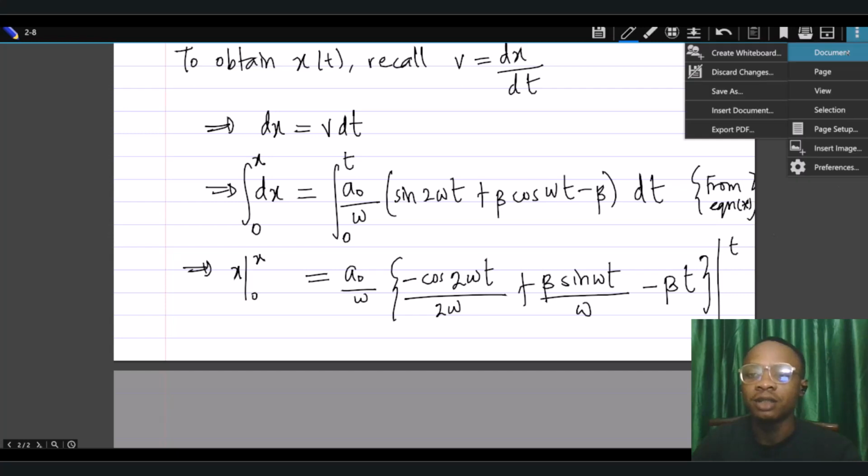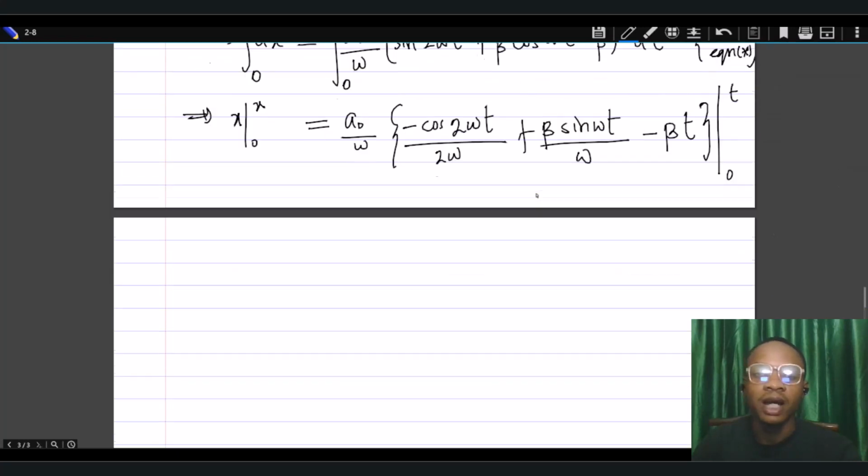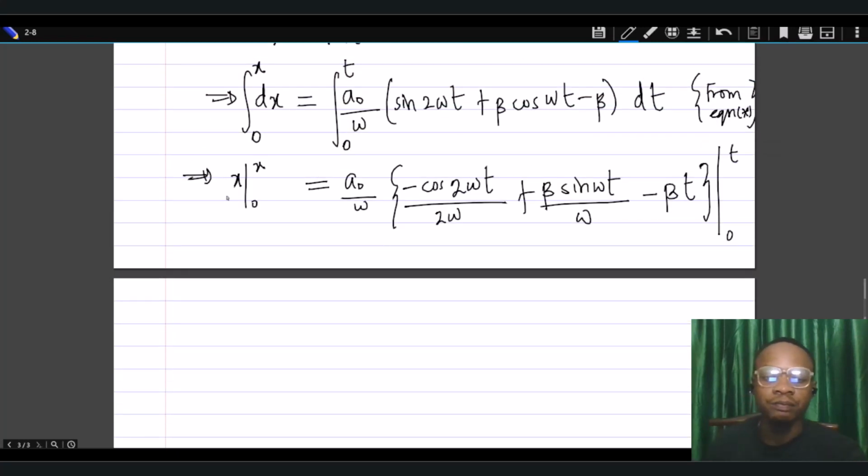So let's have an additional page to proceed. We have now to deal with this one. We substitute for x equal to x, that gives us x. We substitute for x equal to 0, that gives us 0. And this gives us a naught over omega. Let's deal with this first to tidy it up. We have omega here, we have omega here, but we don't have omega here, so we can move out this omega.